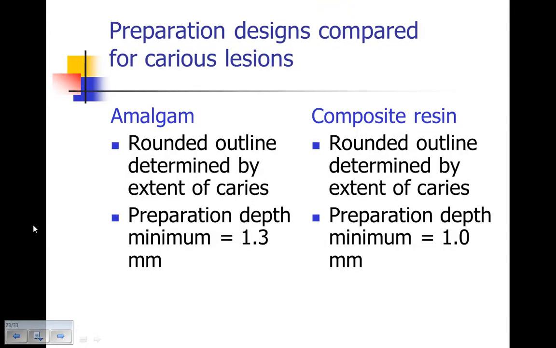Our preparation designs differ depending upon the restorative material we want. Amalgam is a more definitive preparation, and in all cases, Class V preparations, the outline form is determined by the extent of the lesion. Amalgam needs a greater preparation depth with a minimum of 1.3 millimeters. Composite can be more rounded in their outline, more rounded with the preparation, less boxy, with a depth of only 1 millimeter.